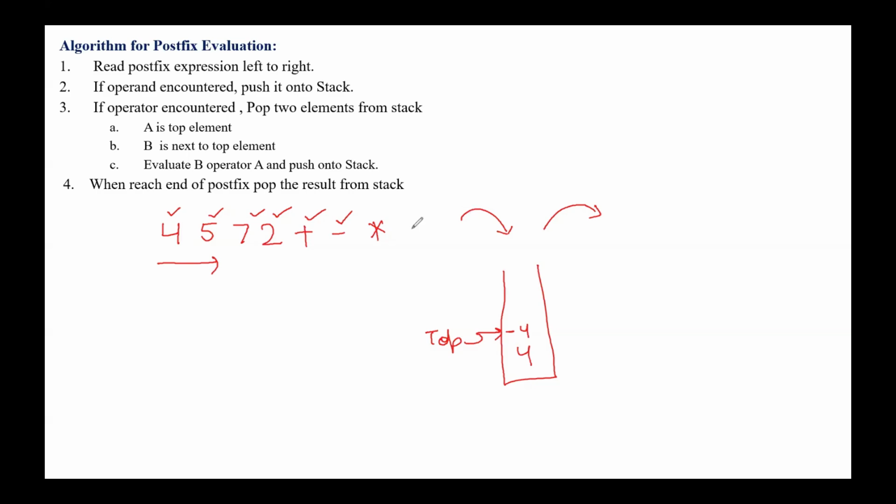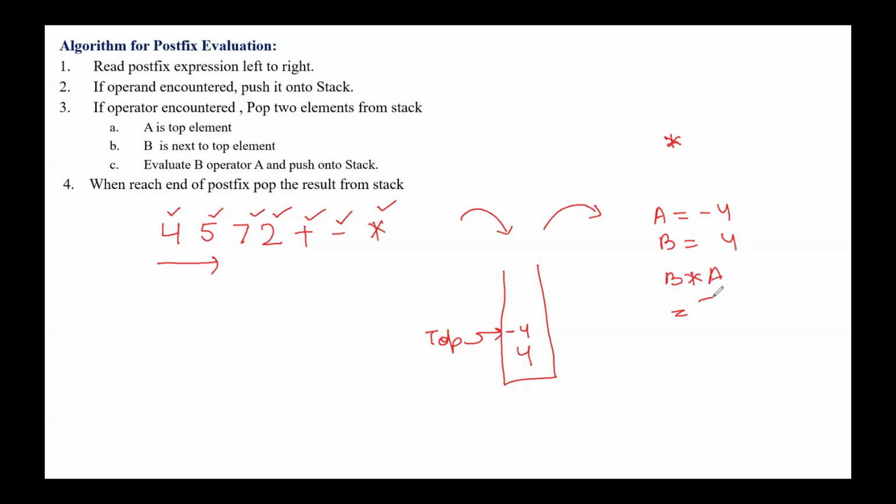Then, as we have to read from left to right, the next value is star. Right now the operator is encountered, so what happens? If we get an operator, then we have to pop two elements. The top element is minus 4, the next top is 4. The result is B multiplication A.